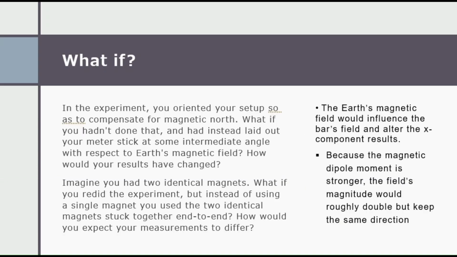And to answer some of the what-if questions, for the first one, the Earth's magnetic field would influence the bar's field and alter the x component results, and that's how the x results would have changed. If I had two identical magnets and redid the experiment, they would be different in the sense that the magnetic dipole moment would be stronger, and so the field's magnitude would roughly double, but be in the same direction.